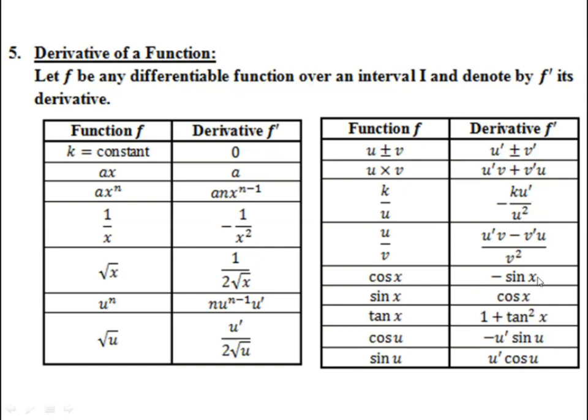Derivative of cosine x is minus sine x. Derivative of sine x is cosine x. Derivative of tangent x is 1 plus tangent squared x, or 1 over cosine squared x. Derivative of cosine u, where u is a function of x, equals minus u prime times sine u. And finally, derivative of sine u is u prime multiplied by cosine u.